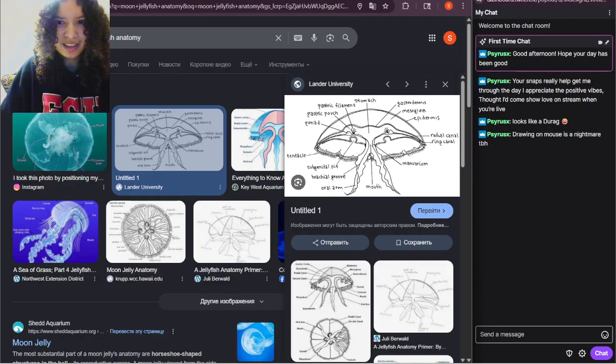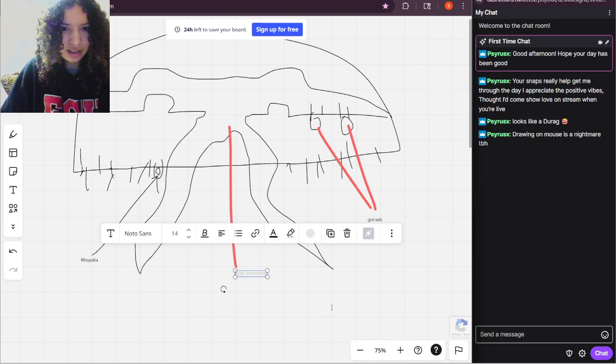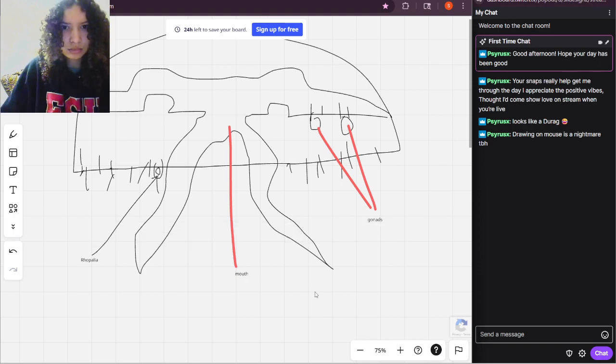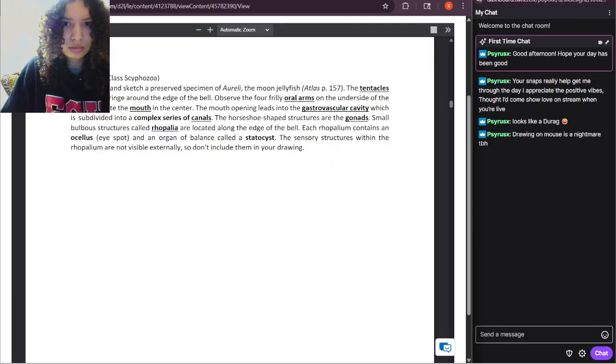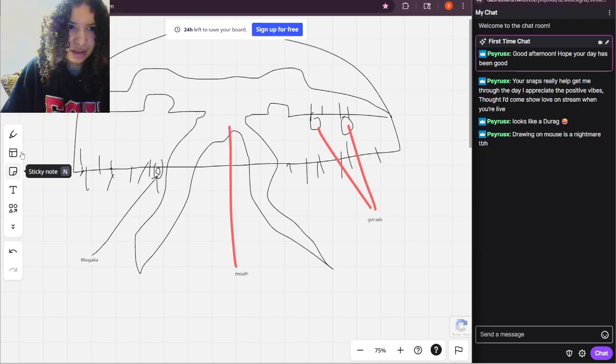Where is the mouth? Okay, it's literally this middle intersecting part. It's going to be the mouth. Oral arms. Where are they? Okay, so they're literally these things.